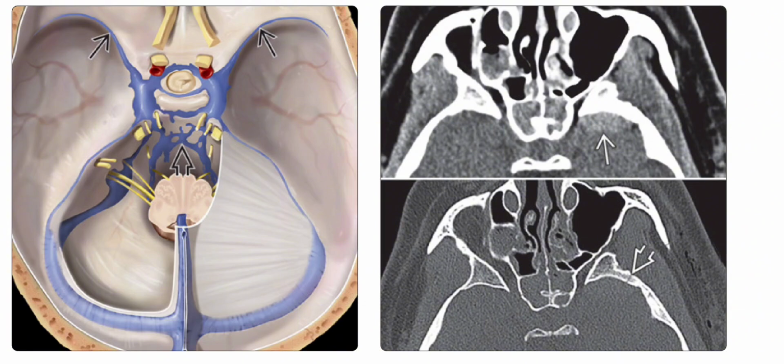Right is the axial non-enhanced CT scan, and it shows a small biconvex epidural hematoma anterior to the left temporal lobe. Bone CT scan below shows a non-displaced linear fracture through the greater sphenoid wing.